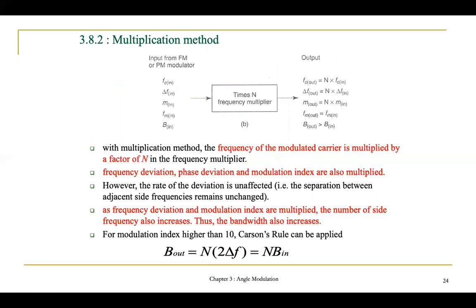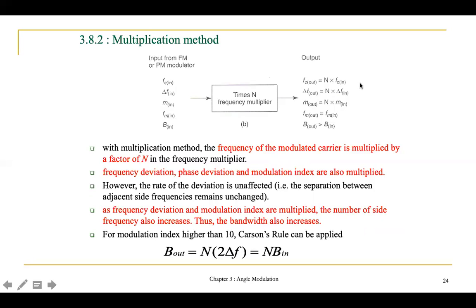The second method is the multiplication method. For the multiplication method, you only need one new component, which is the multiplier, and you have an n. The value of n depends on your application. This is the input from the FM or PM modulator. Since you have a multiplier here, your output, for example for your carrier frequency, will become n multiplied by FC in.